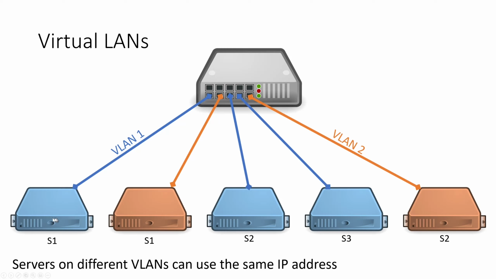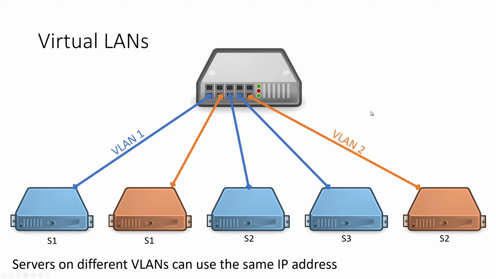The blue VLAN has a server with IP address 1, and the second VLAN also has a server with IP address 1. So it's S1 on the blue VLAN and S1 on the red VLAN. Similarly, we have S2 on the blue VLAN and S2 on the red VLAN. We can use the same IP address on both VLANs because the VLANs are completely isolated, so the IP addresses don't get confused.